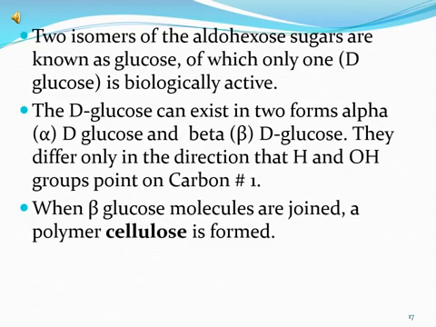Two isomers of aldohexose sugars are known as glucose, of which only one, D-glucose, is biologically active. The D-glucose can exist in two forms. One is alpha D-glucose and the second is beta D-glucose, as is shown in the next slide. They differ only in the direction that the H and OH groups point on carbon number 1. When beta glucose molecules are joined, the polymer cellulose is formed.